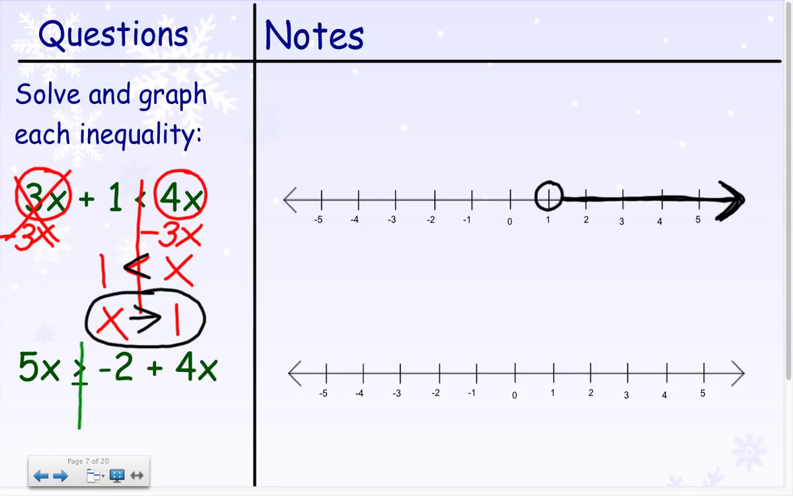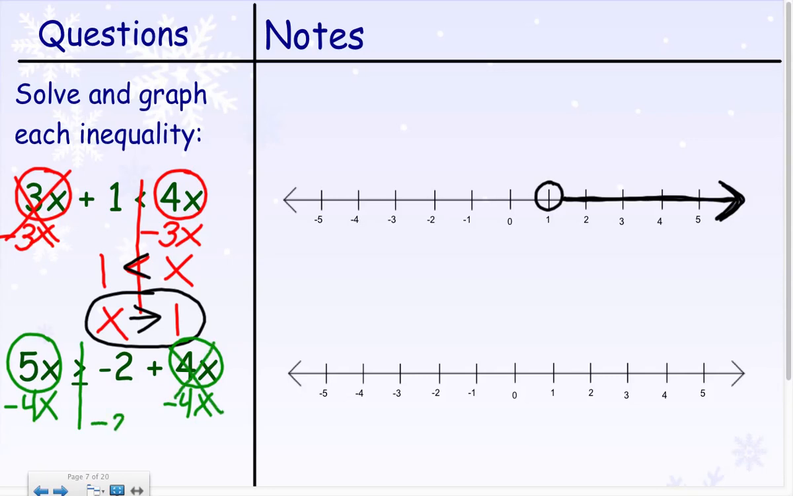Train tracks. Couple on both sides, so I'm going to circle my couples. To get rid of, or bring one over to the other side, I'm going to subtract 4x on both sides to keep it positive. Bring down the negative 2. 5 minus 4 is 1. This time I've got my variable on the left already, so I don't need to rewrite it.